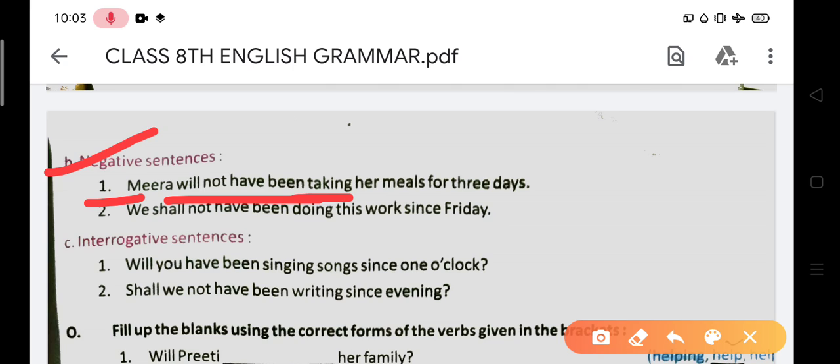So: taking her meals, and why have you used "for"? To show the time, 3 days. 3 days is a period of time. Yes, this is a big sentence, a lot of things you can see. Very first we have used the subject Mira, after that the helping verb will not have been, after that main verb plus -ing, taking her meals, and after that "for", because it is a period of time. In this way you can understand the total sentence: Mira will not have been taking her meals for 3 days.